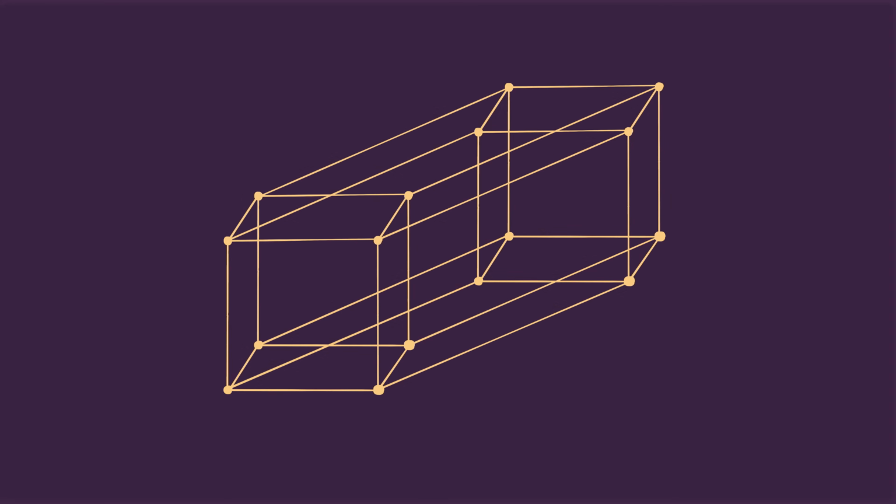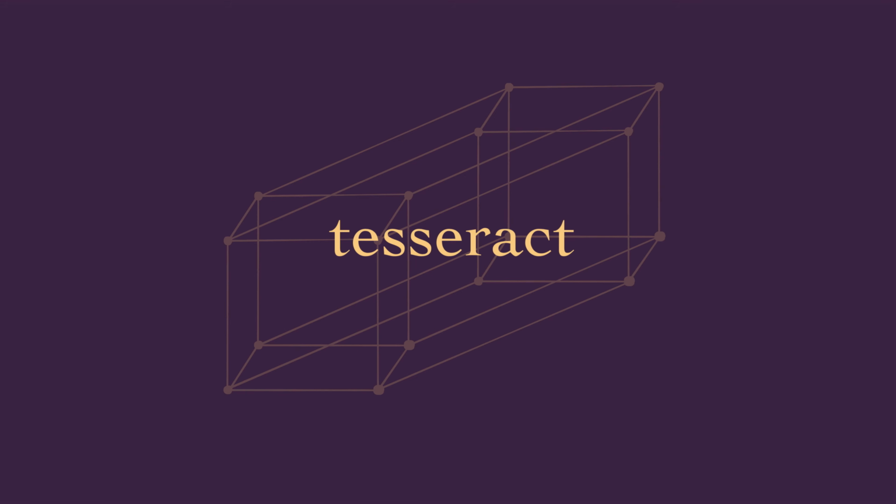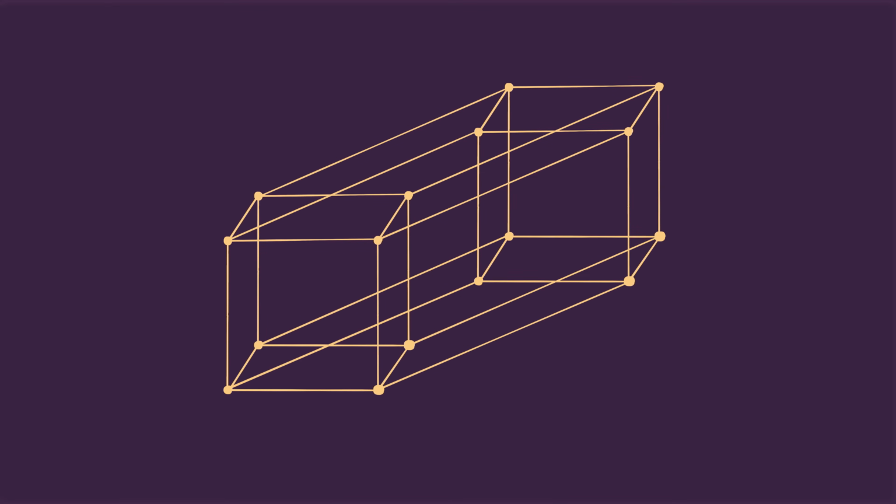Start with 2 points. When you connect them together, you get a segment. When you take 2 segments and connect them together, you can make a square. Take 2 squares and connect them to make a cube. If you connect 2 cubes, you can make what is called a tesseract, the 4th dimensional analog of the cube. We're going to use the tesseract as a guide for our manipulations in the 4th dimension.